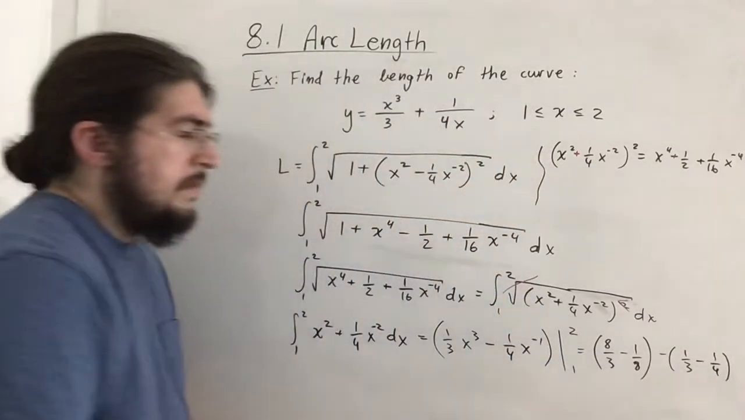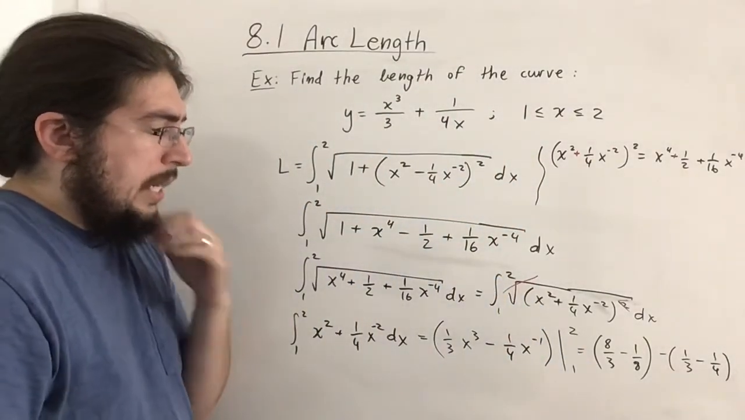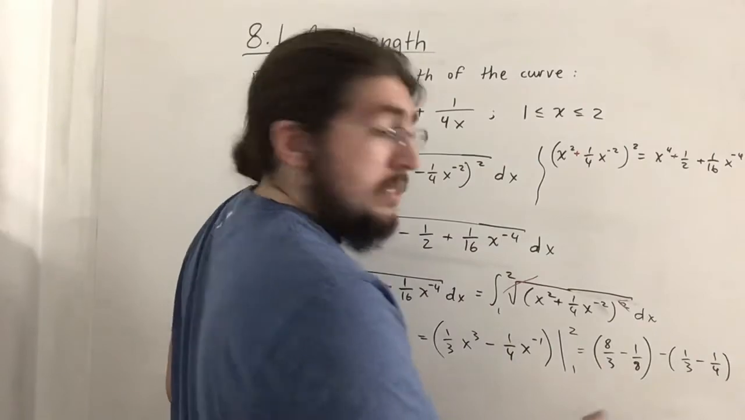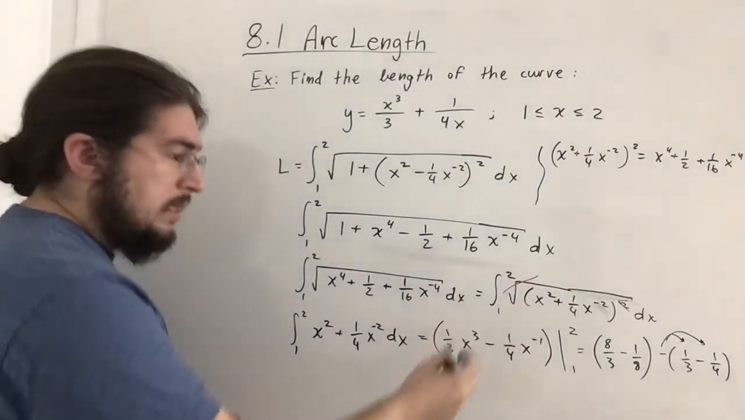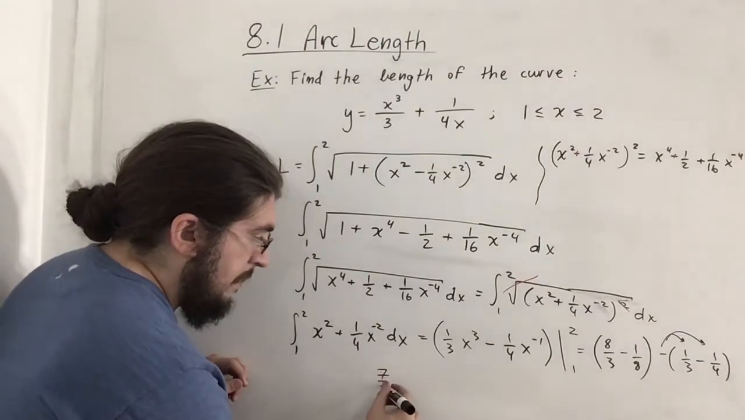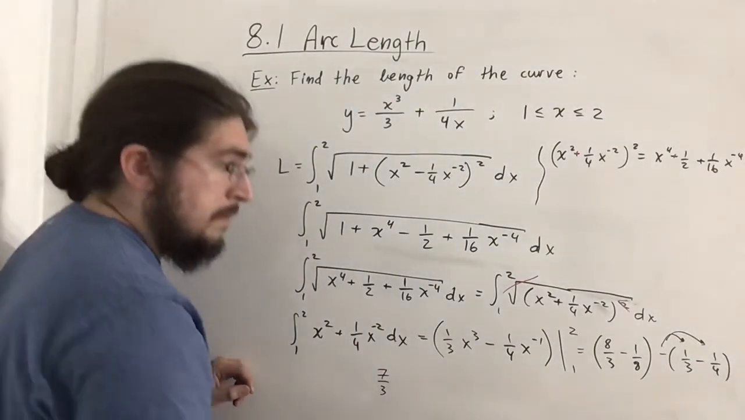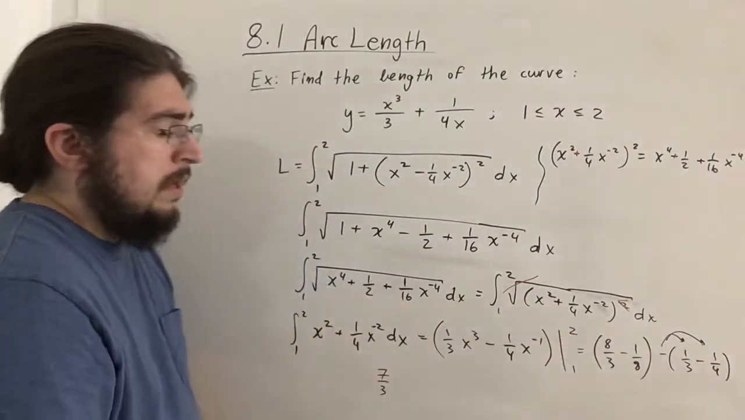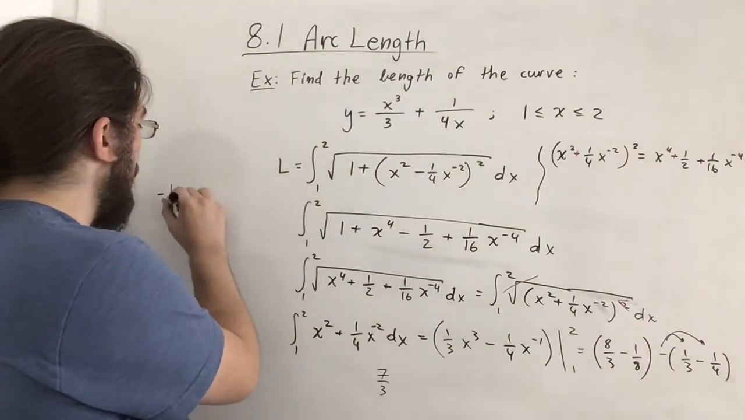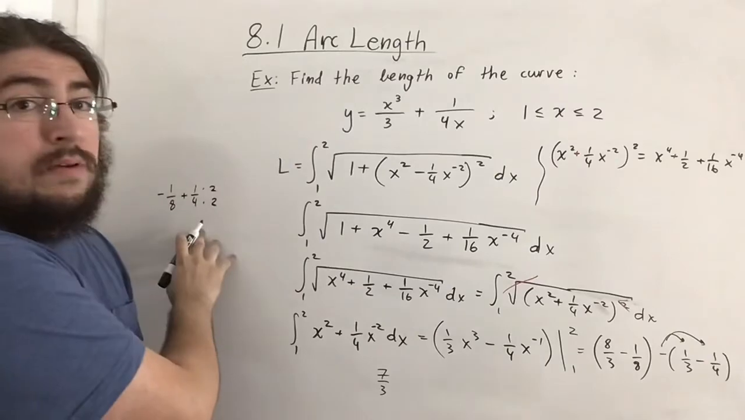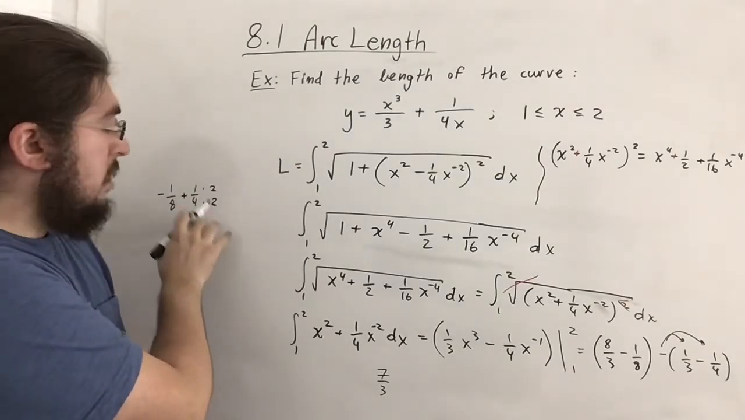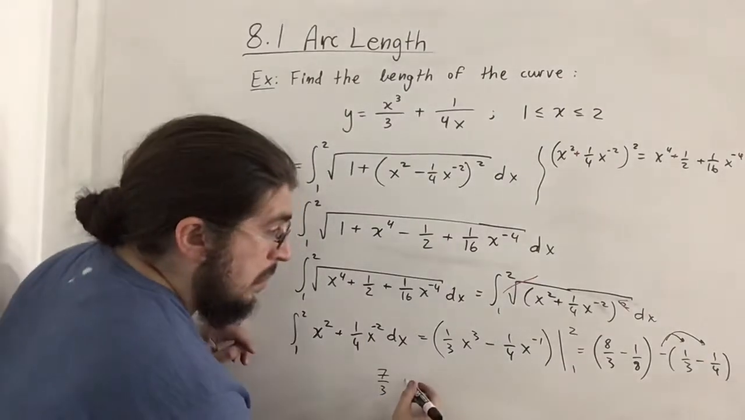All right, cool. Now all we have to do is combine. Notice that if you actually distribute this negative here, it's kind of nice. You get 8/3 minus 1/3, which is 7/3. And then you get positive 1/4. But notice negative 1/8 plus 1/4. If you multiply top and bottom of 1/4 by 2, you get 2/8. 2/8 minus 1/8 is just 1/8. So this is plus 1/8.